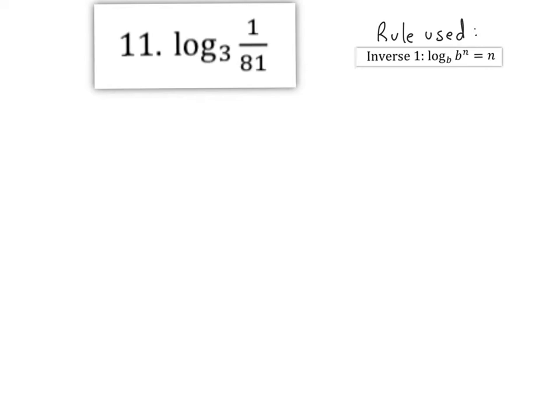Okay, so I'm going to do some little scratch work off to the side to just be able to write 1 over 81 as 3 to the something. And I'm going to do it a little different than the way a lot of people did it in class, just so you can see that there's different ways to do these.